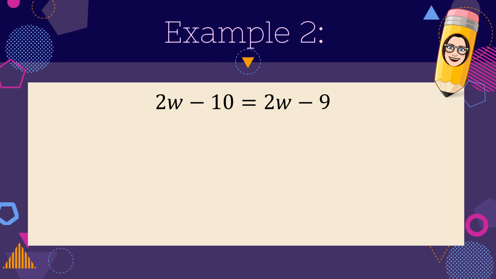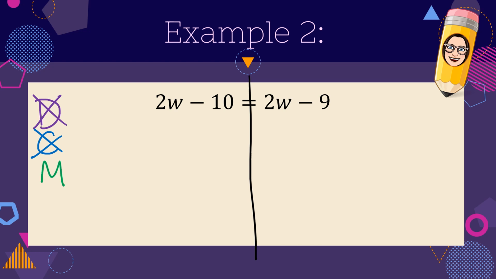Next example. Let's draw a line down the equal sign. First letter is D. Well, I don't have anything to distribute. Next is combine. I don't have anything to combine, you guys. Step 3, move a variable. Okay, should I move the 2W or the 2W? Doesn't matter, they're the same, right? And that in itself means this is going to be weird. I currently have a positive 2W, so we're going to subtract 2W.